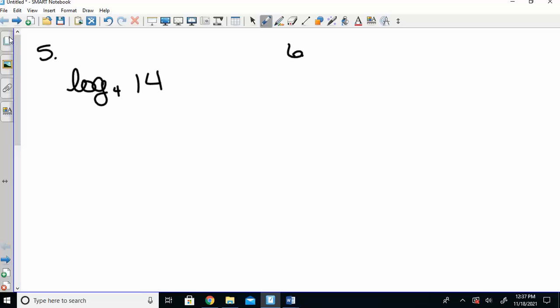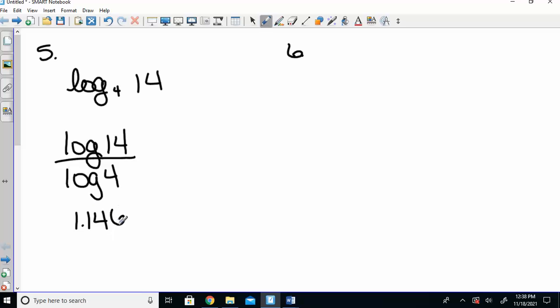Number 5, you can probably expect me to ask this one somewhere. What would we need to do? Change of base. There was another change of base question on here, and I told you when you do that, you have to show the work. So that's log of the argument divided by log of the current base. And then in the problem, I gave you the decimals that I wanted you to use for each of these. So log of 14, I said, was 1.146. Log of 4 was 0.602. So you divide those and you get 1.904.